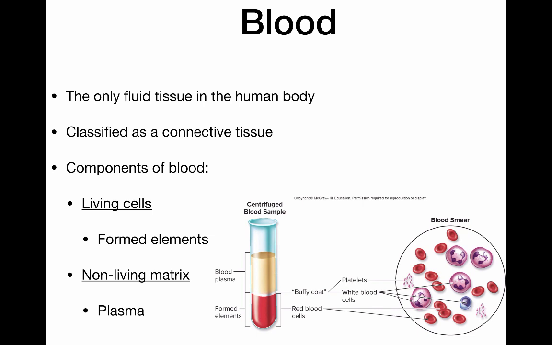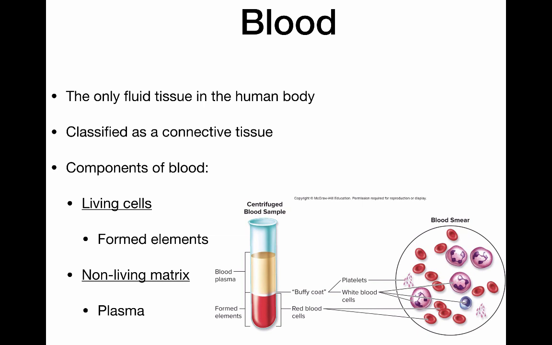It's classified as a connective tissue, and it's divided into two categories: the living cells, which are referred to as the formed elements, and then the non-living matrix, which is the plasma. So that non-living matrix is the fluid matrix of blood. And in that picture there in the middle, you see an illustration of a test tube that's been centrifuged.